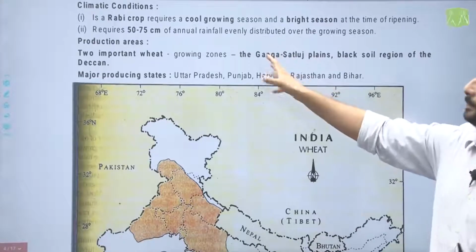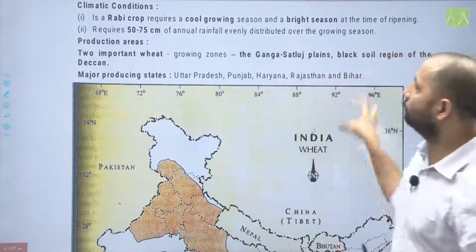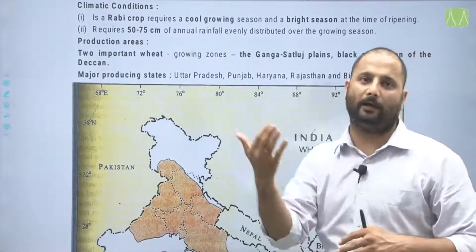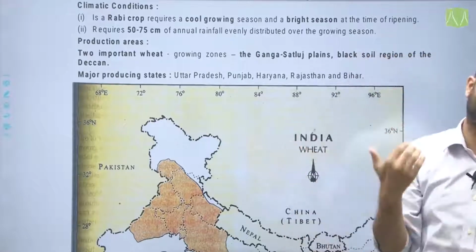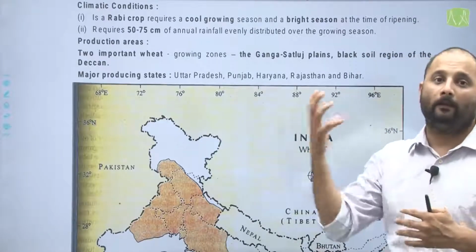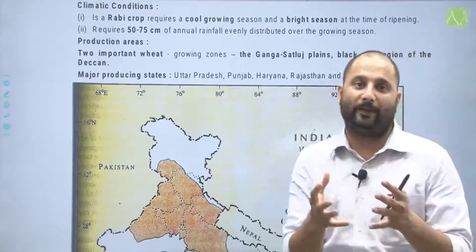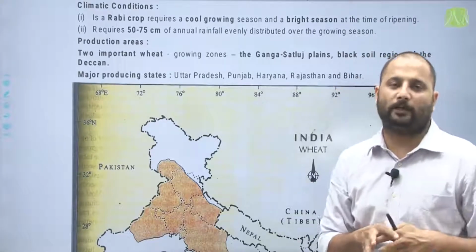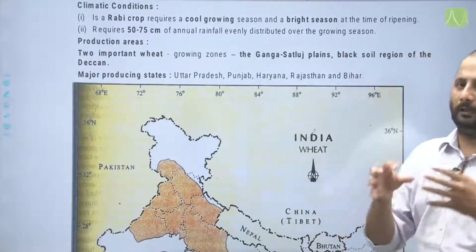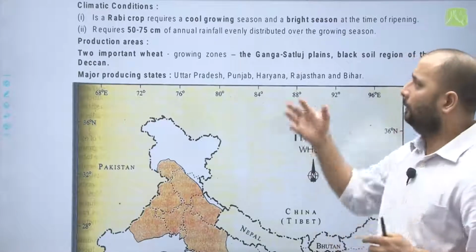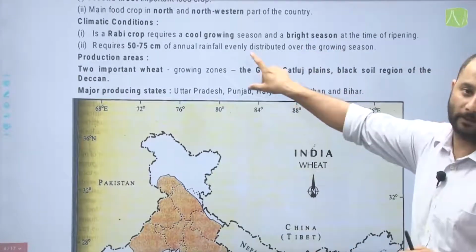It requires 50 to 75 centimeter of annual rainfall evenly distributed over the growing season. Again, as we know, during the winter season, due to the influence of the retreating monsoon, we get rainfall in the north and northwestern parts of the country. Locally it is known as Mahawat. So that is also good for the rabi crops.